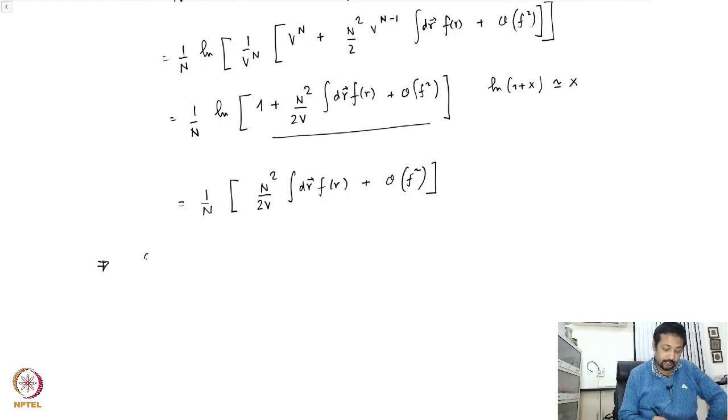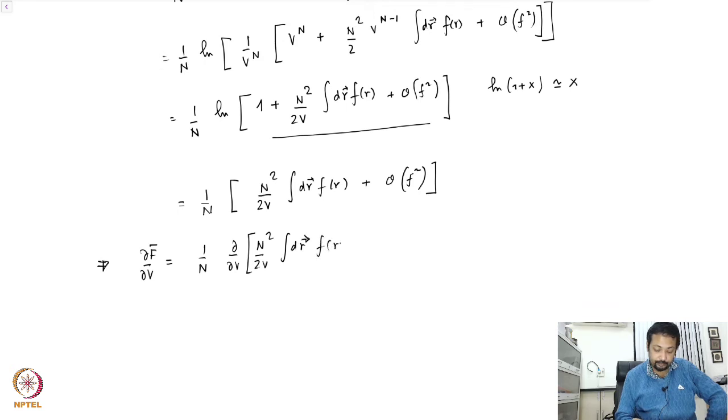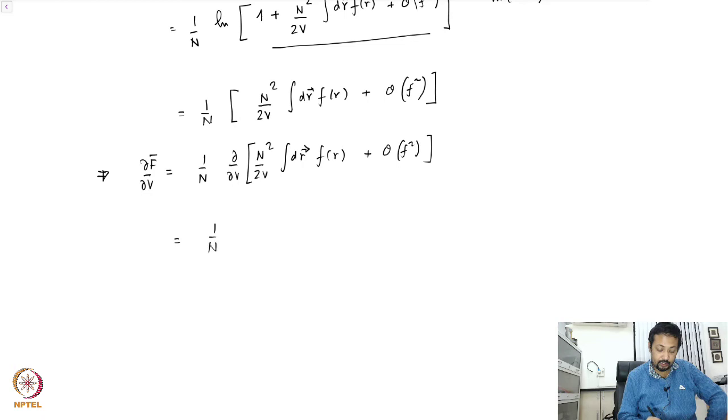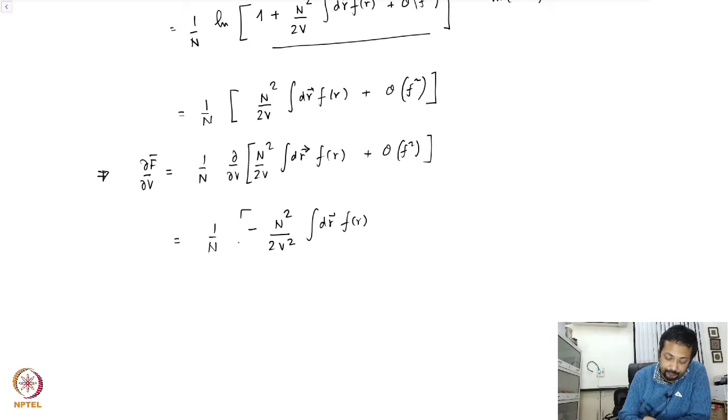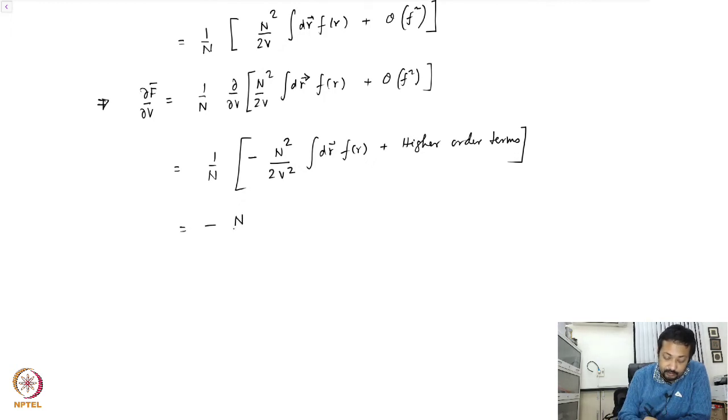So this implies ∂f̄/∂V is going to be 1/N ∂/∂V of N²/2V ∫dr f(r) plus order f², and this gives me 1/N times minus N²/2V² ∫dr f(r) plus higher order terms. I can simplify this further to write this as minus N/2V² ∫dr f(r) plus higher order terms.